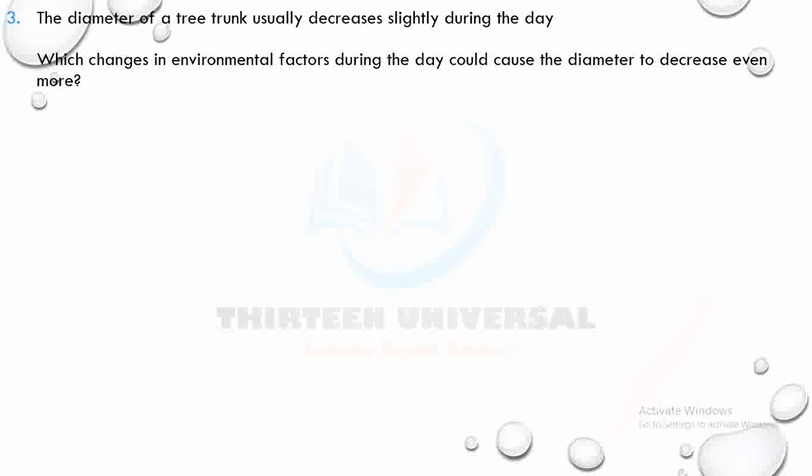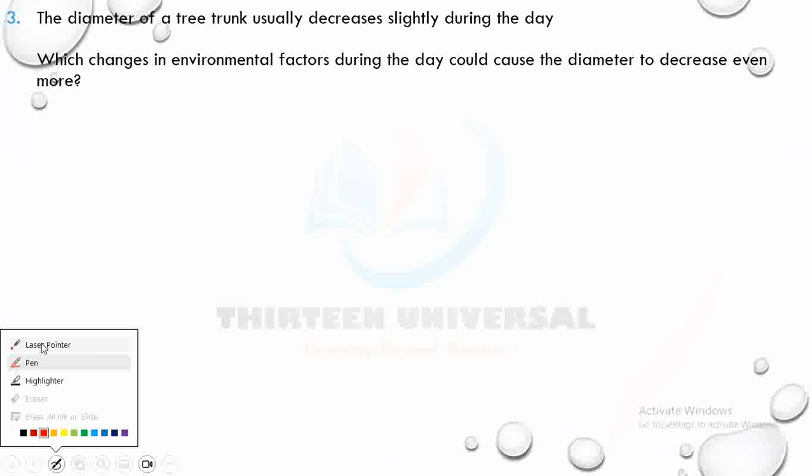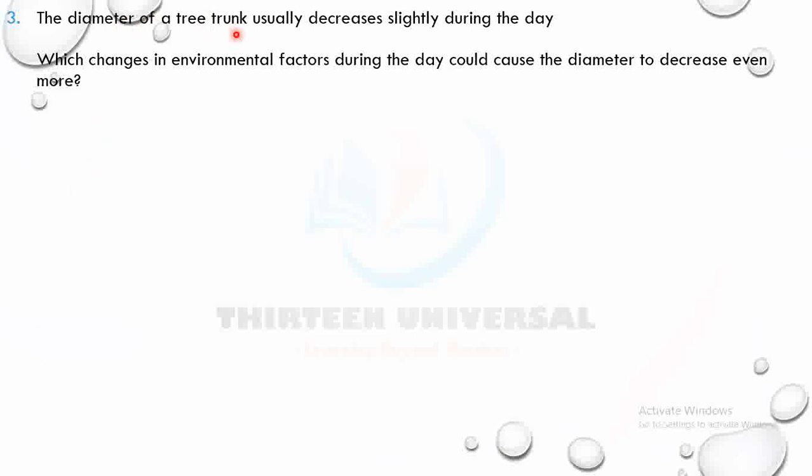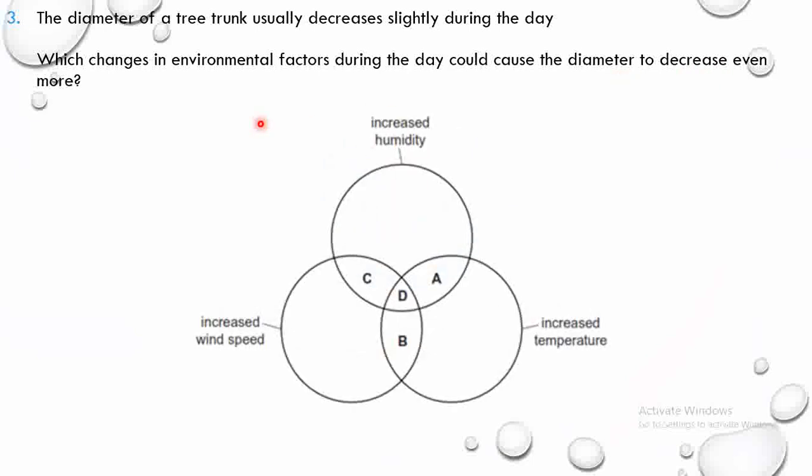All right, let's look at the next question. The next question says that the diameter of a tree trunk usually decreases slightly during the day. Which changes in environmental factors during the day could cause the diameter to decrease? So remember that the diameter of the tree decreases, guys.